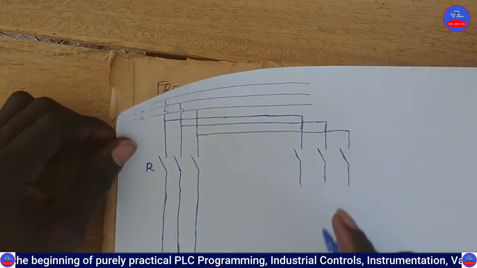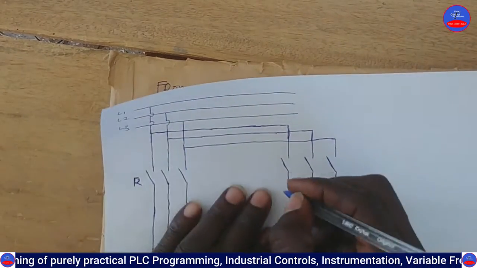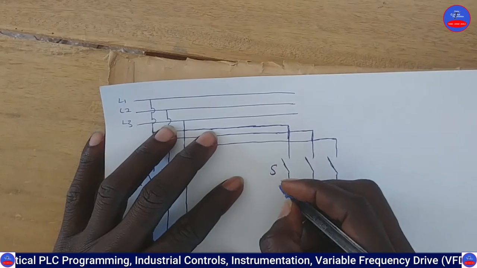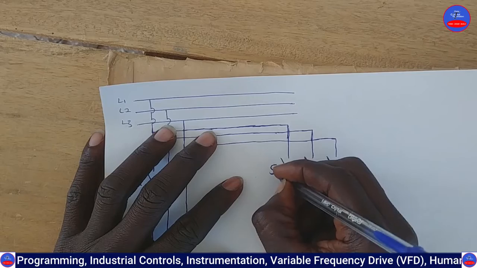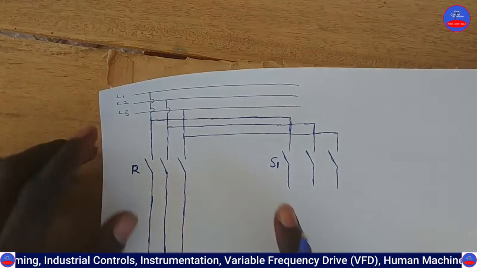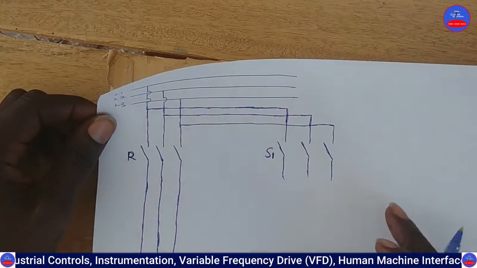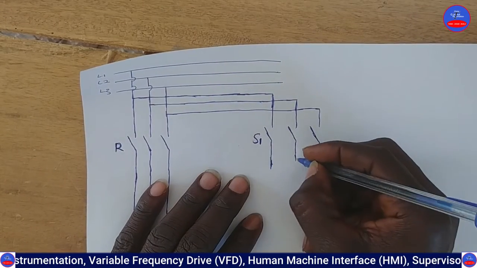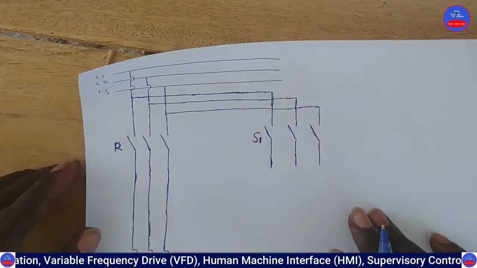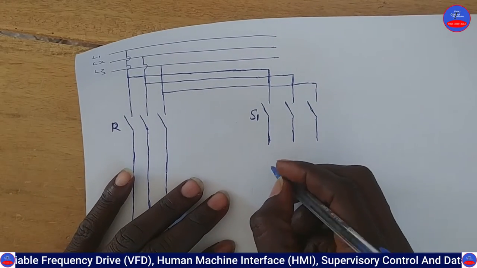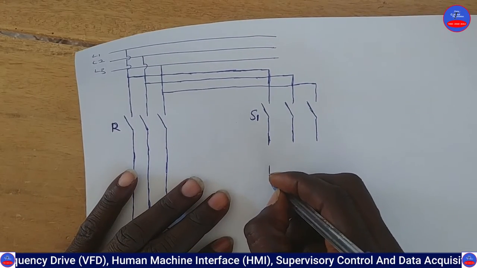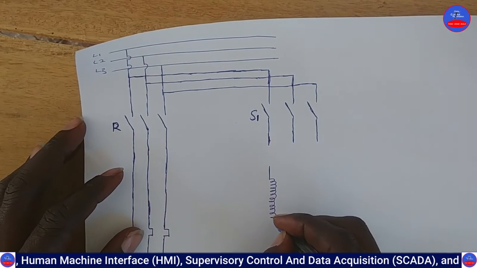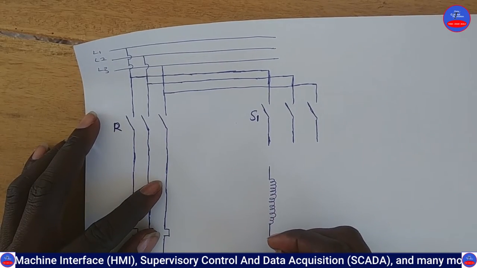So this is our start contactor. Let's make it S1. This will be our S1. So now this one will pass through the autotransformer winding. This is the autotransformer winding. This is the winding.